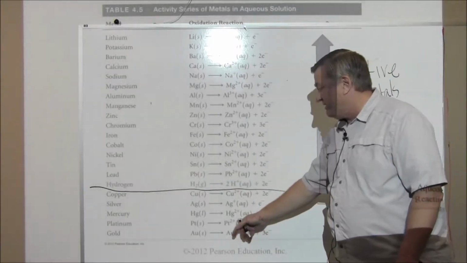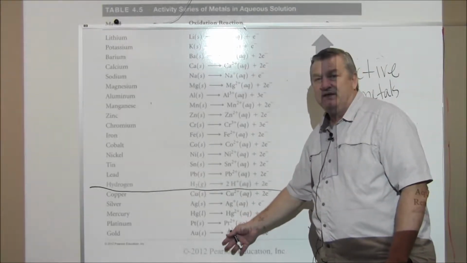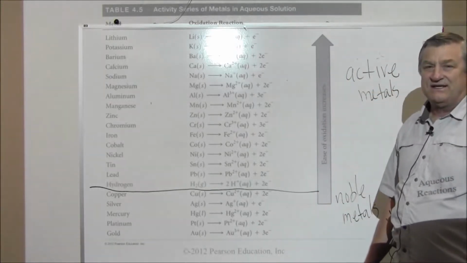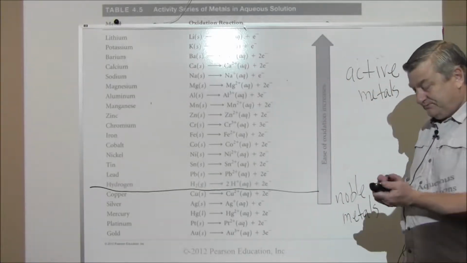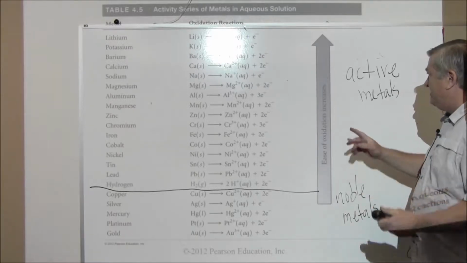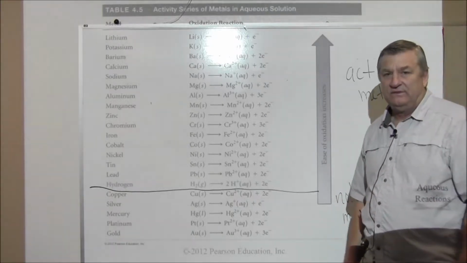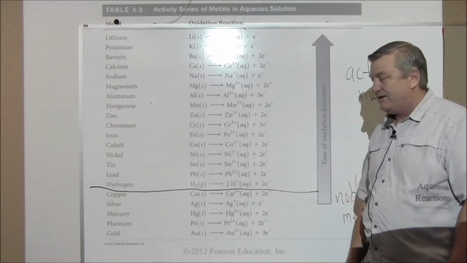And of the noble metals right here, gold's the most noble, right? Because it's at the bottom. It likes getting oxidized the least. So any metal above will give hydrogen gas and a salt when it's in an acid. Okay?